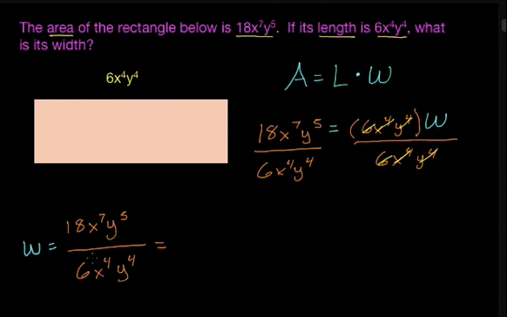I know that 18 over 6 is just 3. I know that x to the 7th over x to the 4th is x to the 7 minus 4, so that's going to be x to the 3rd, or x cubed. And then y to the 5th over y to the 4th is y to the 5 minus 4, so that just leaves us with y to the 1, or just y. And so our width is 3x cubed y.